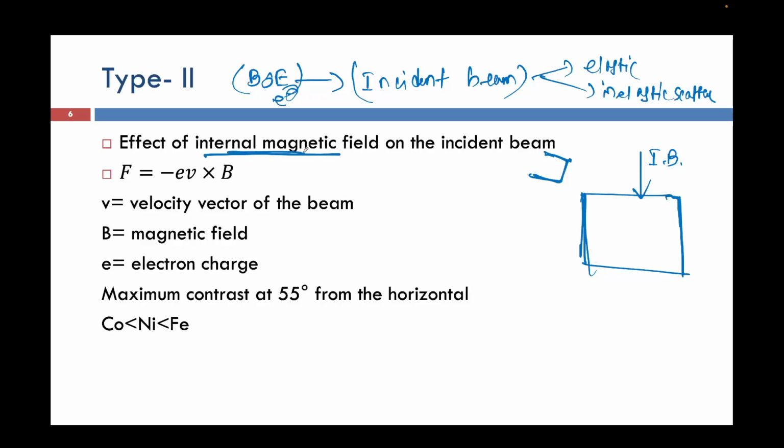That means, let's say my material is giving me some amount of domains, and my domains are almost aligned. They are not misaligned to each other. That means this is a magnetic material that I am talking about. Let's say my incident beam is coming, and due to the magnetic field inside my material, the force will be in such a way that it allows this incident beam to go further and further, that means penetrate deep into the material.